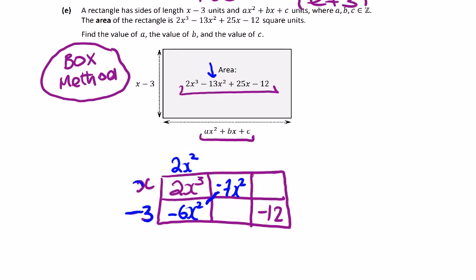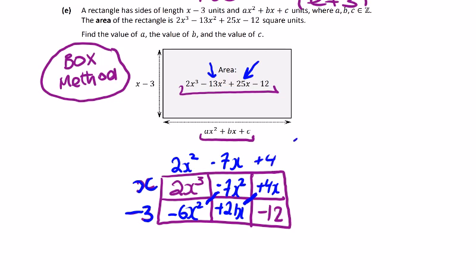Then this x into the minus 7x squared is minus 7x. Repeating the process, minus 7x by the minus 3 is plus 21x. And then we need 25x. In the diagonal boxes, we have 21. We need another 4x. And x again into 4x is plus 4.